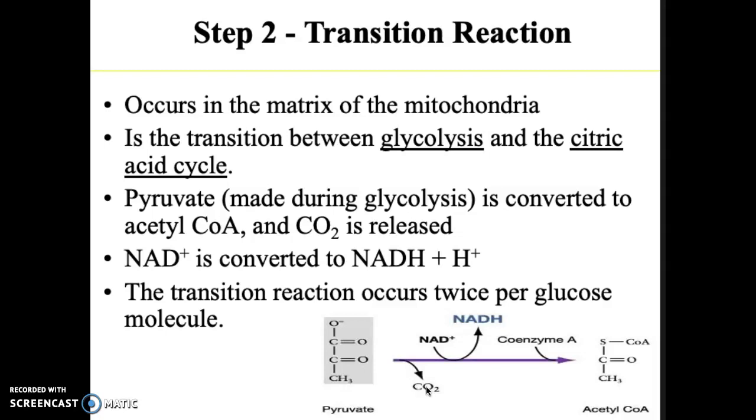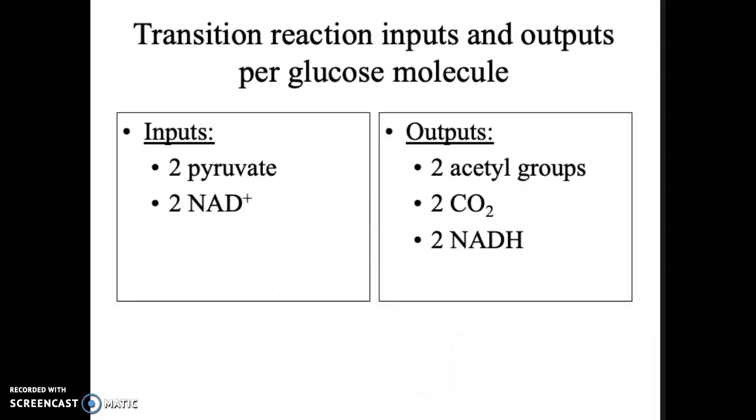Again, in the transition reaction inside the mitochondria, there's a whole bunch of enzymes that do this. We're not going to concern ourselves with all those enzymes. What we're going to do is look at the big picture. We're going to take the pyruvates that we made in glycolysis and rearrange them to get this molecule called acetyl coenzyme A. I have two acetyl groups here. I'm never going to ask you the structure of those molecules.